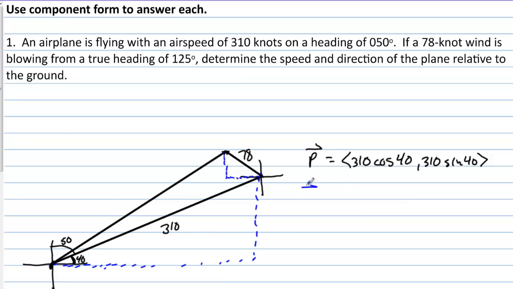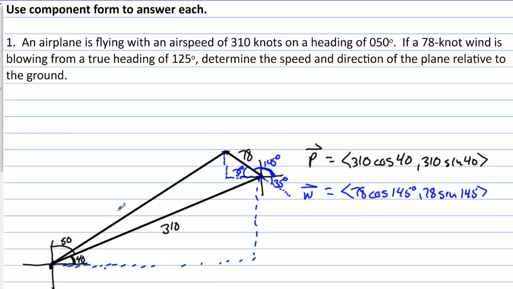Then we have the component form of this little vector right here, the wind. And so we need the x component and the y component. So the component form of the wind is going to be 78 times the cosine of, we need the angle. Well, if this direction right here was 125, that means this angle right here is 35 degrees. We'd have 90 and then another 35 to get to 125. So that means this angle right here is also 35 degrees. So if this piece is 35, then the unit circle angle, the angle we want right here, is going to add up to 180, so 145. So we need to use 145 degrees. In other words, all we had to do was find the unit circle angle for this vector right here. Then we have 78 sine of 145.